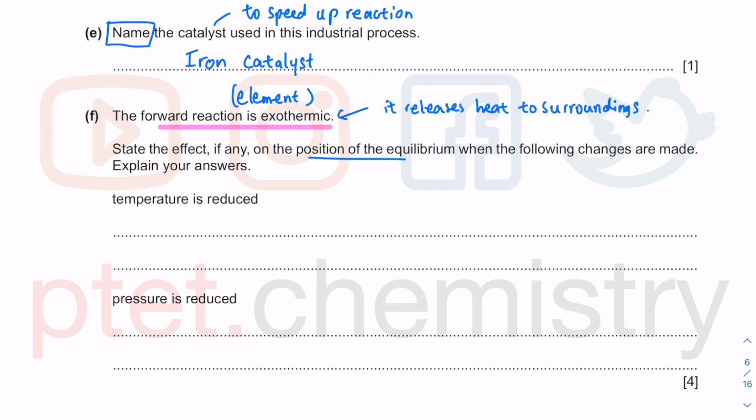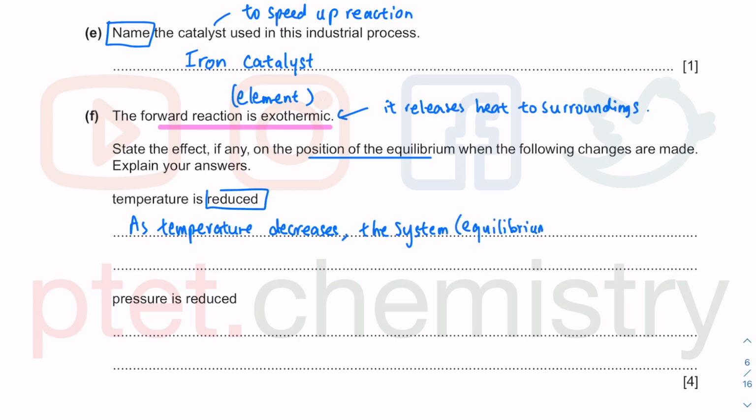What happens to the position of equilibrium when I decrease temperature? This is to do with the forward reaction being exothermic. So as temperature decreases, think about what happens. The equilibrium, which is the system, will try to oppose the change. It will try to resist the change.